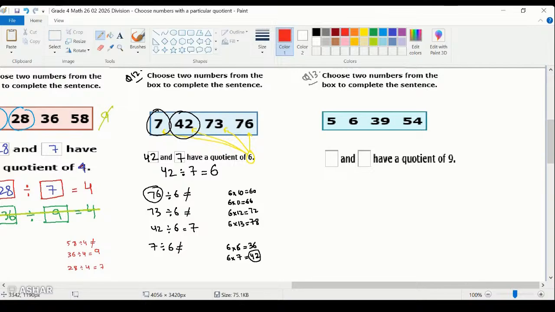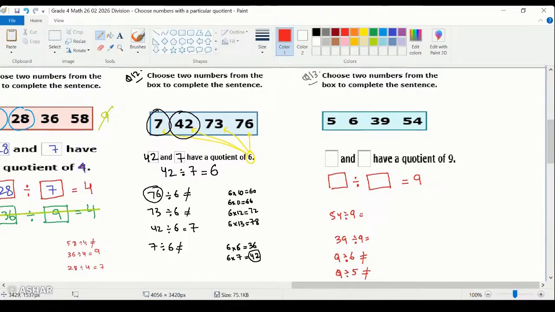The statement says the two numbers when divided should be equal to 9. So can we say 54 divided by 9? Let's confirm. 39 divided by 9, and 9 divided by 6 and 9 divided by 5. This would not give us a whole number. This is not a factor, right?